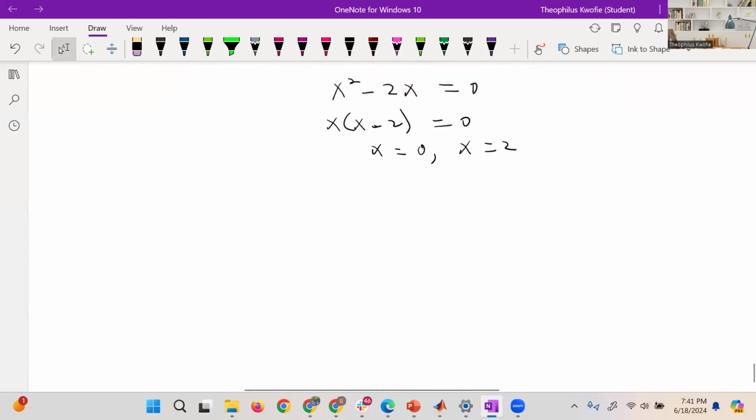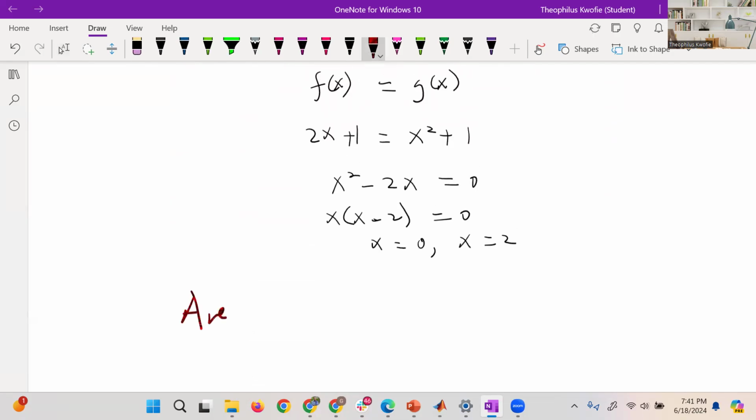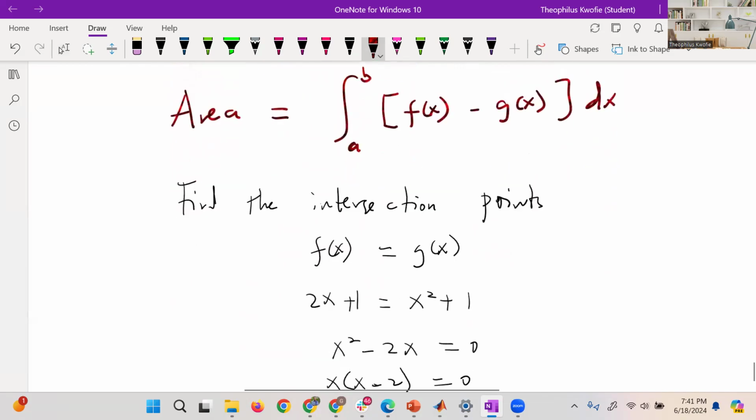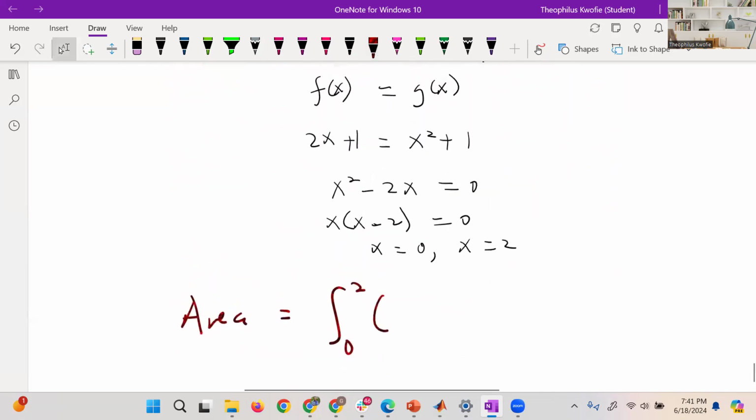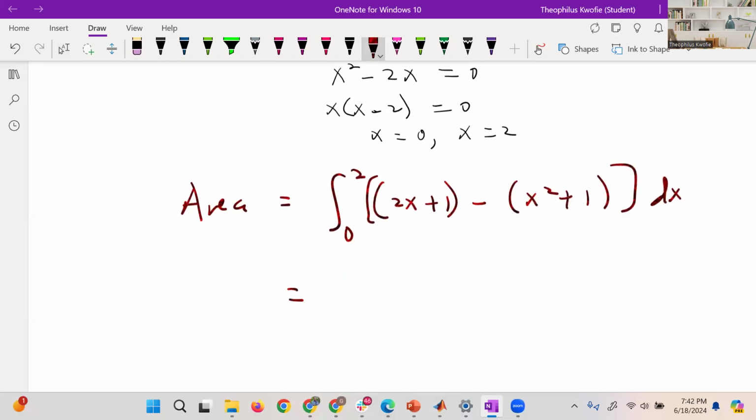Having found this, we now go straight to the point and find our area. Our area will be from 0 to 2. Then we subtract the two functions: you subtract the g function from the f of x. So we have 2x plus 1, minus x squared plus 1. Is that okay? Very important. So what do we get when we do that, by simplifying the integrand?